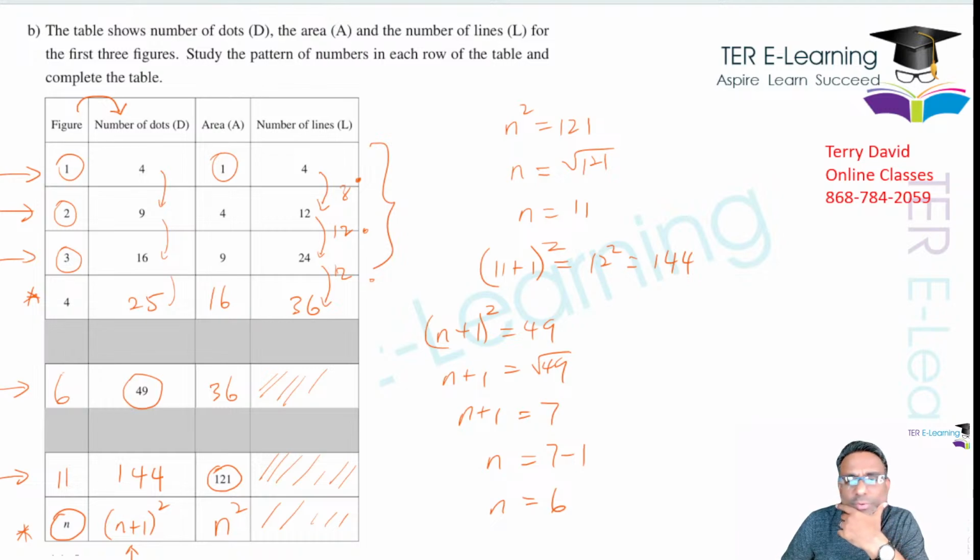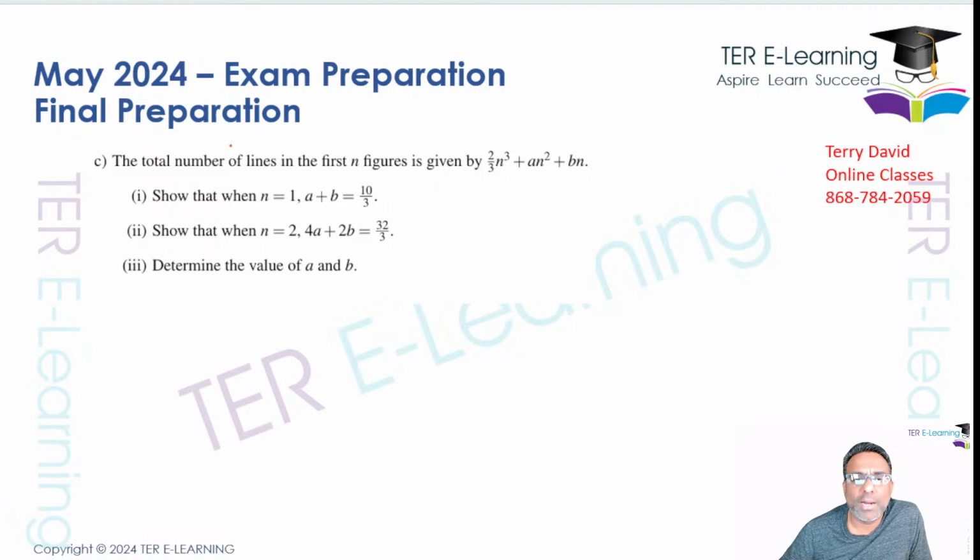Yeah, let's leave that one out for now. Let's do the second part instead. I need to double check that there. Okay, so this is part C of the same question. The total number of lines in the first n figures is given by this formula here. So they give us the total number of lines.